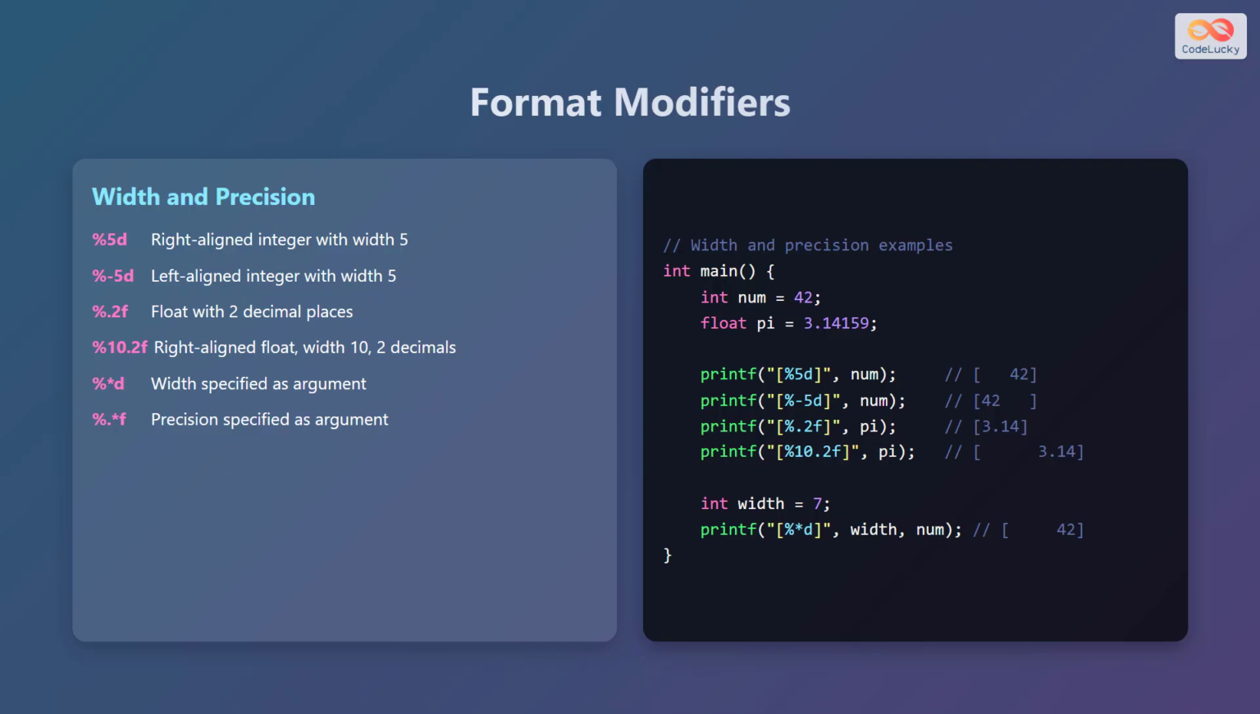%*d allows the width to be specified as an argument, and %.*f does the same for precision. In this example, you can see how these modifiers affect the output formatting of numbers.